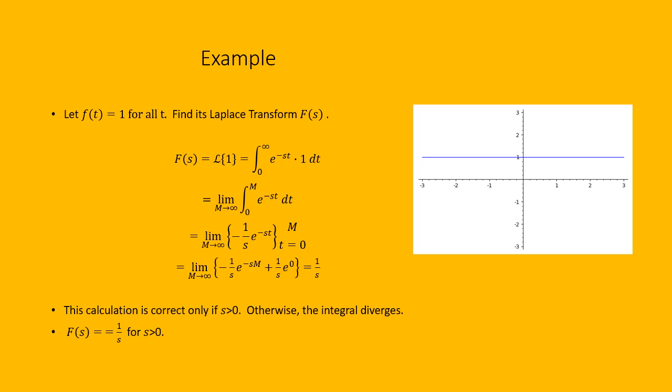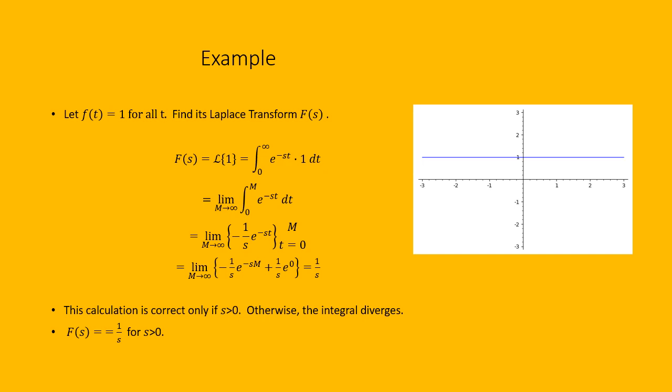So when we substitute m in for the t, we get minus 1 over s e to the minus s times m. When we substitute 0 in for the t, we get minus 1 over s e to the 0, minus a minus 1 over s e to the 0, I should have said, which is plus 1 over s e to the 0. And using the fact that e to the 0 is 1, this term is just 1 over s. The term over here, if s is positive, then e to the minus sm goes to 0 as m goes to infinity. So we're just left in that case with this term, which is 1 over s.